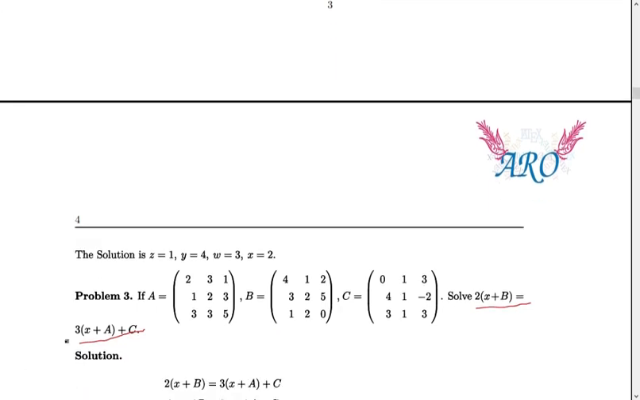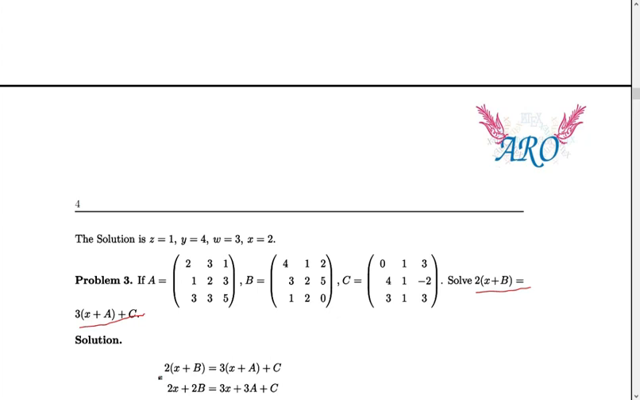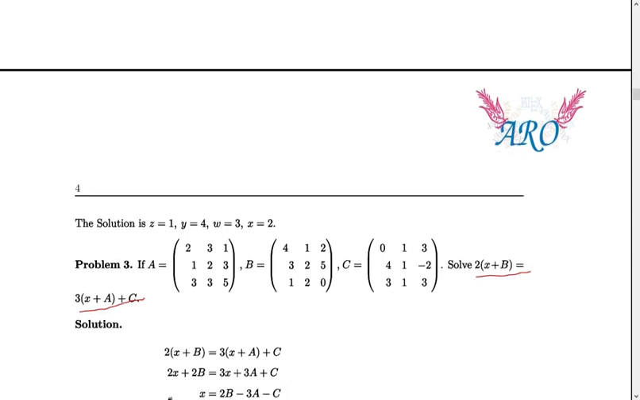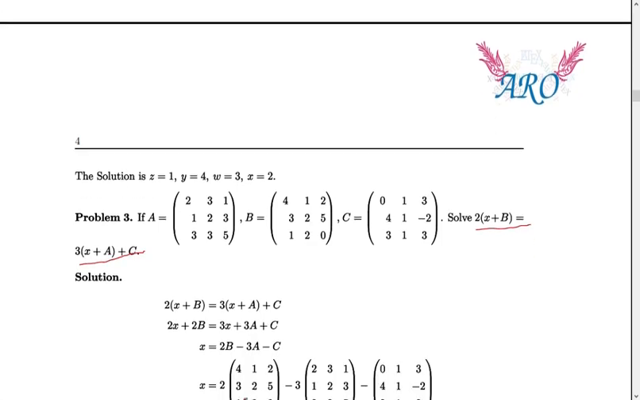Okay, solution. The given equation is 2 times X plus B is equal to 3 times X plus A plus C. We are going to solve this equation for X. Just multiply the constants: 2X plus 2B is equal to 3X plus 3A plus C. So 3X minus 2X is equal to X, which equals 2B minus 3A minus C. So from this we are going to find the value of X.